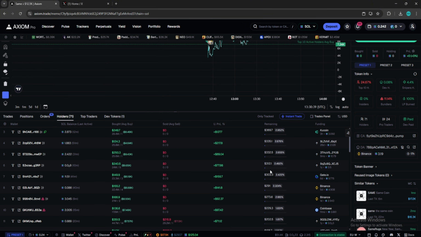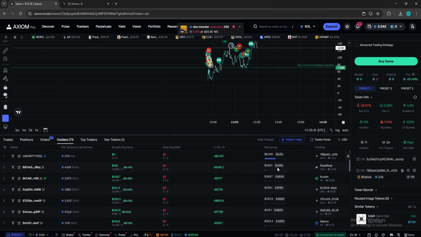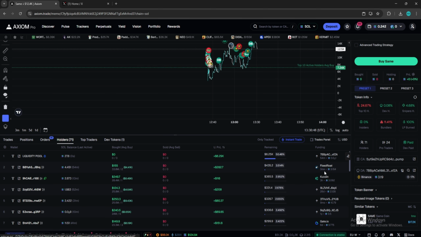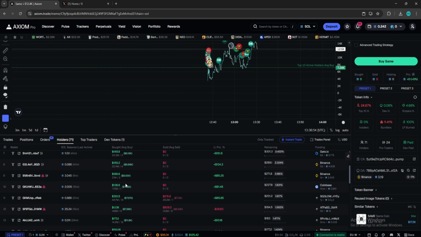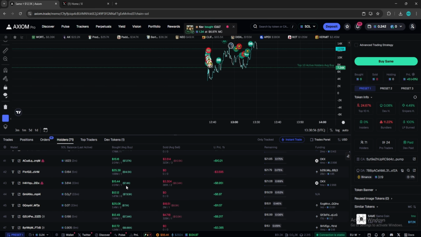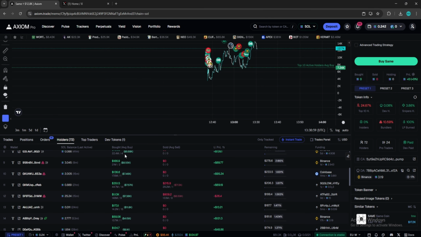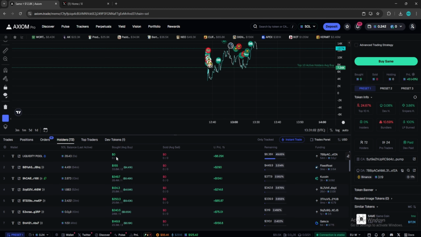If you want to go deeper, you can go on the holders tab here, and this gives you all of the information about the holders: how much percentage they have, 3%, 2.9%, funding, how long ago they were funded, 3 months ago, 3 hours ago, 26 days ago, and how much they bought. Let's see if we can find an insider here. No, we can't. An insider is when it says 0, apart from the liquidity pool, which doesn't really count. If it says 0, it means they've been given the token for free, so they haven't bought anything.